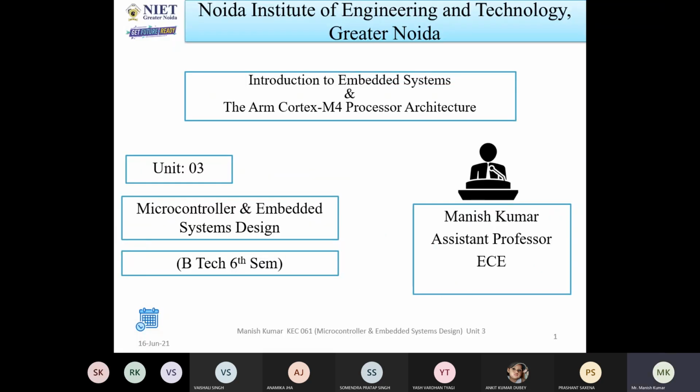The unit 3 name is Introduction to Embedded Systems and the ARM Cortex-M4 processor architectures. Now you have to study about the embedded system. In the first unit also, I talked about embedded systems, some basic concepts behind that. How can you design embedded systems? With the help of processors and controllers, you can design any system. That system comes under the embedded system.